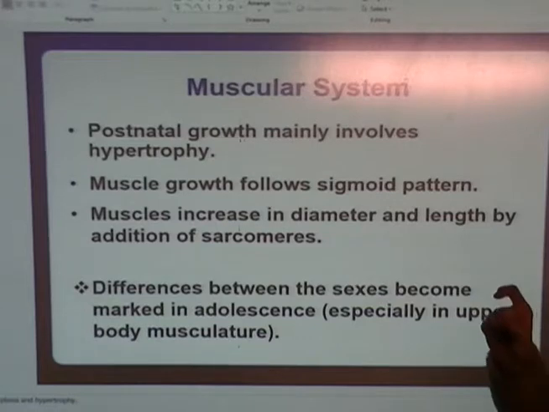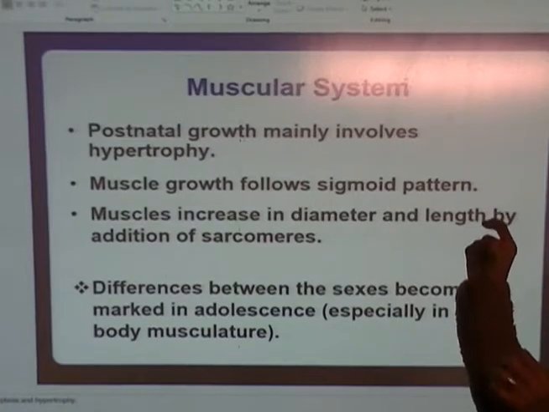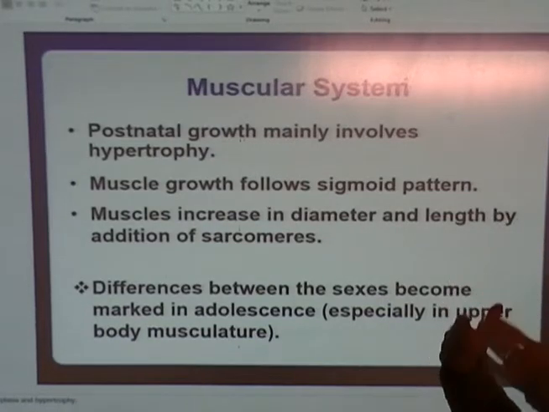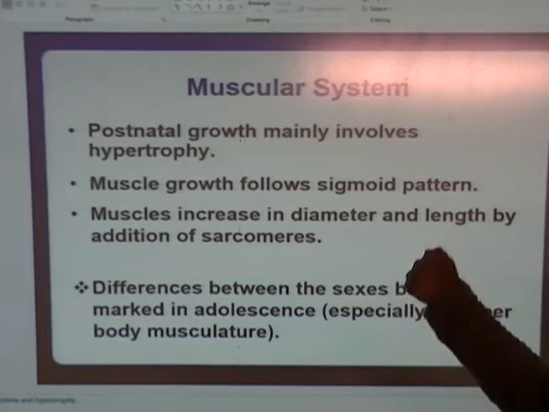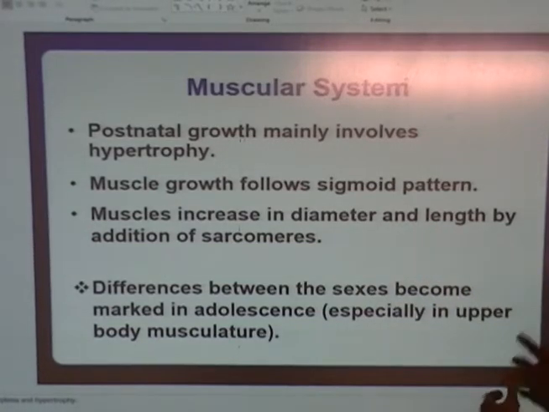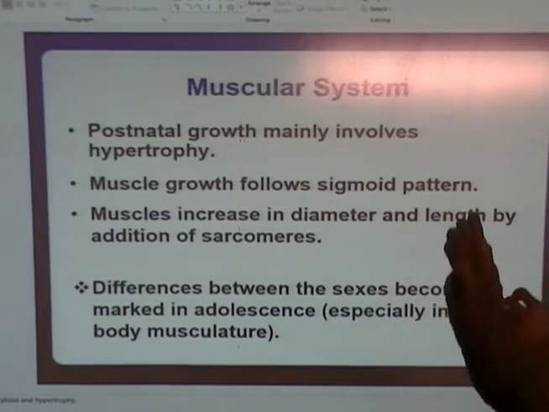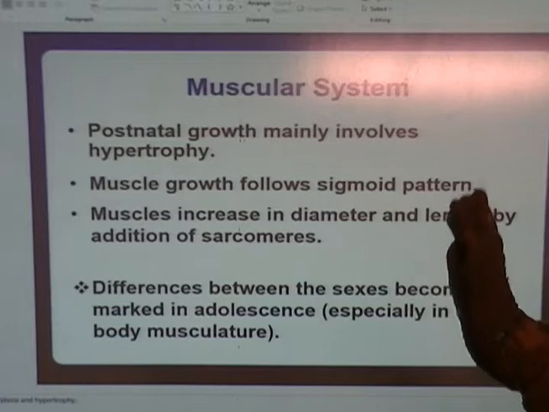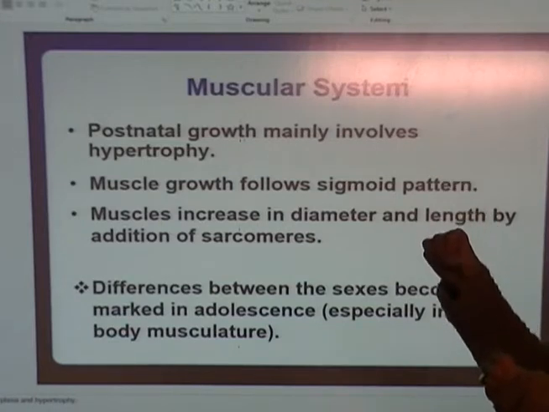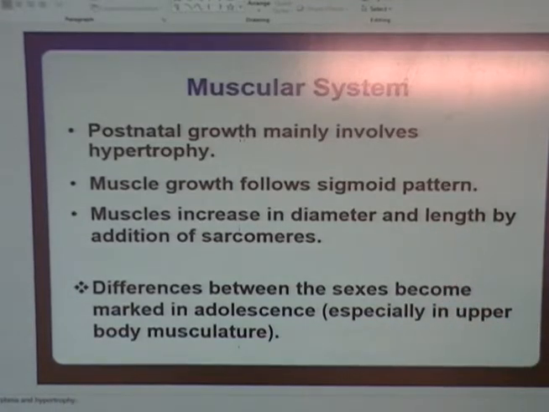So the muscles, skeletal muscle is made up of little units called sarcomeres. You can imagine them like end-on-end dominoes, right? So to get thicker and longer, the body has to add more dominoes to the muscle. Okay?